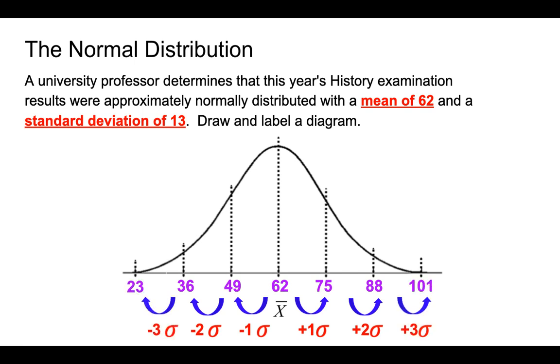Once again, we're going to have 23 and 101, 3 standard deviations away from the mean in both directions, in the negative and positive directions. We got this by adding 13, adding 13, adding 13 from 62, subtracting 13, subtracting 13, and subtracting 13 from 62.